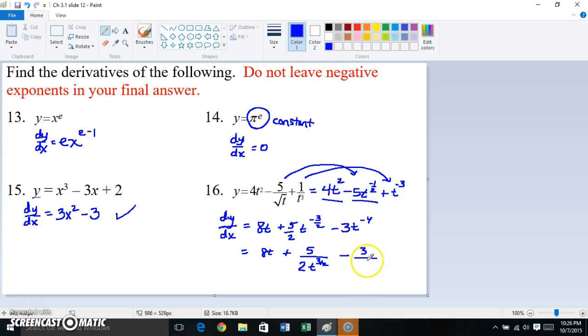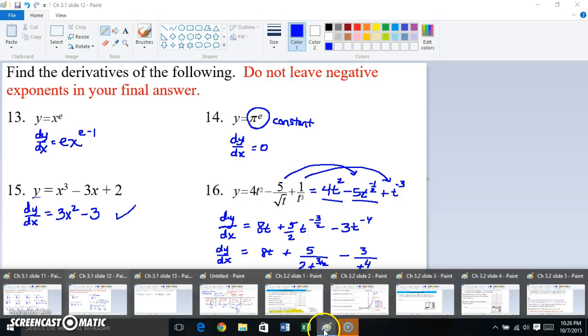minus 3/t to the 4th. I would say get a common denominator, but I'm going to forego that on this one. Later on, when we're working with derivatives and we want to find out where the derivative is equal to 0 or where it's undefined, getting a common denominator would be a wise move. So we'll practice that a little bit later.